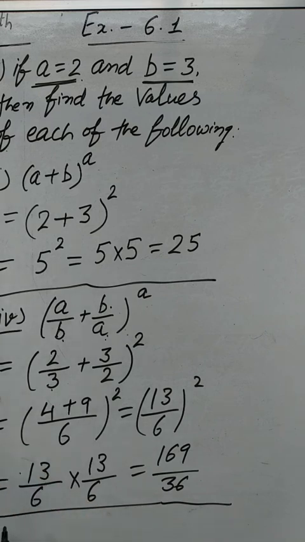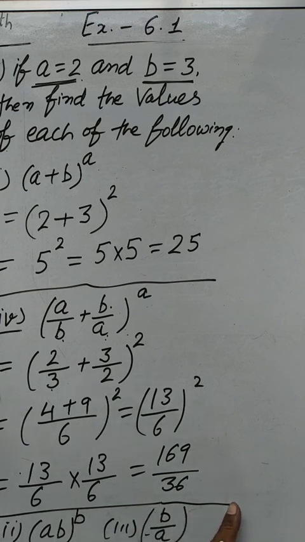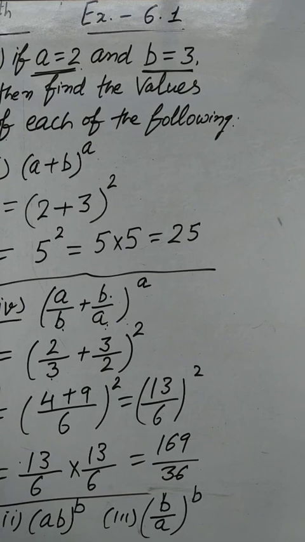And its second part, beta, you have to try by yourself. Second part, A multiply B raised to power B. You have to try it by yourself. And the third part, beta, is B upon A raised to power B. Try it by yourself. Okay beta, I'm sure you will solve these problems very easily.